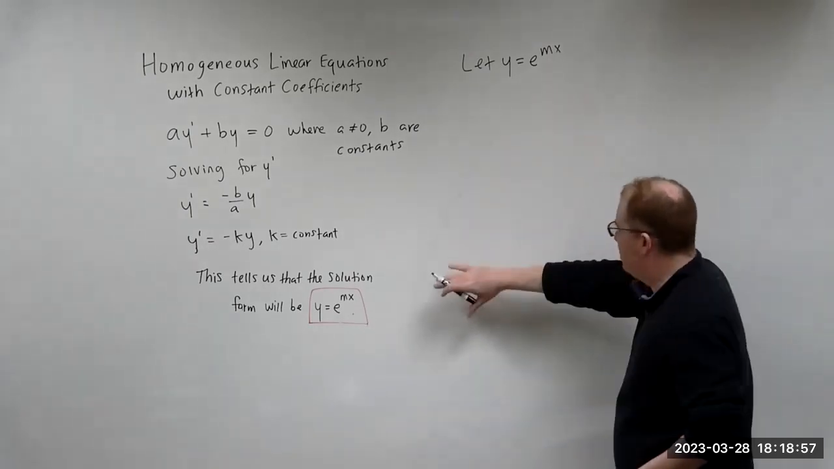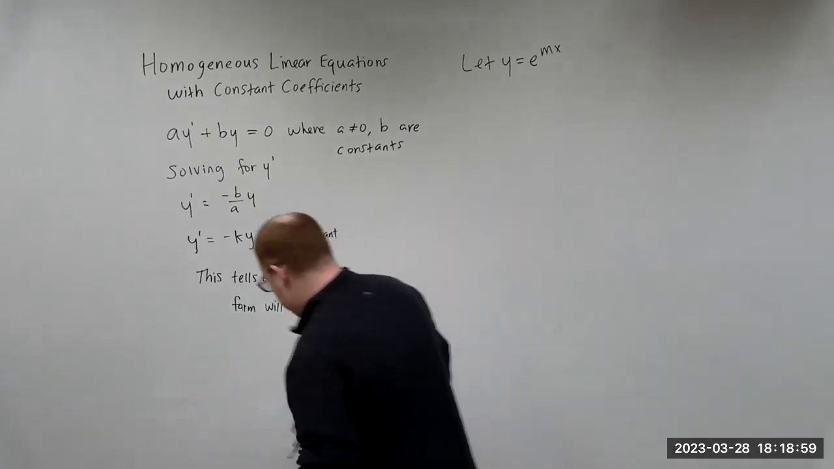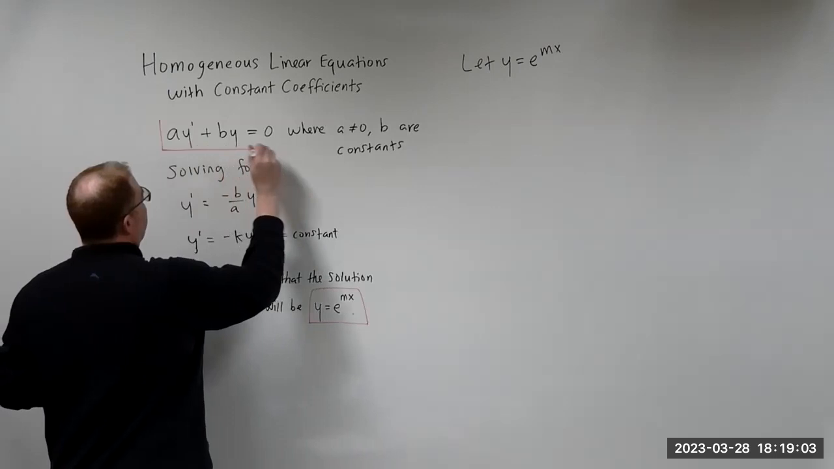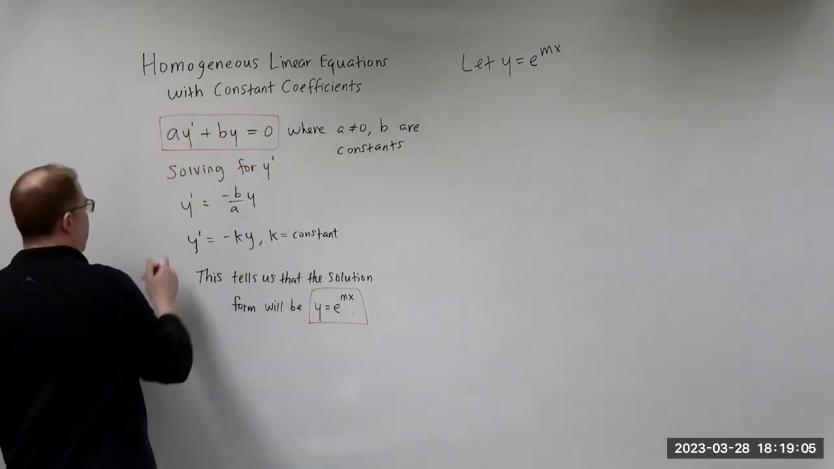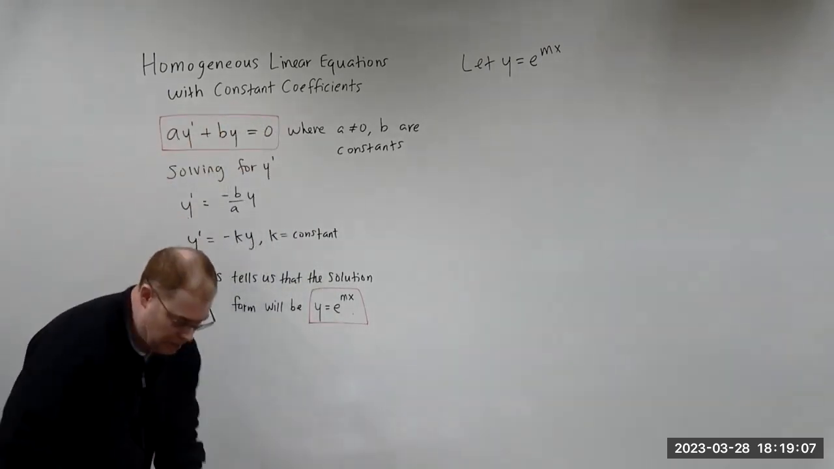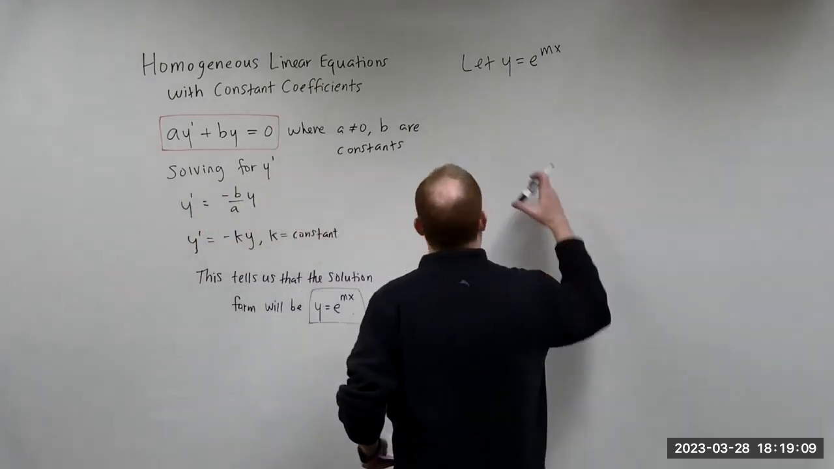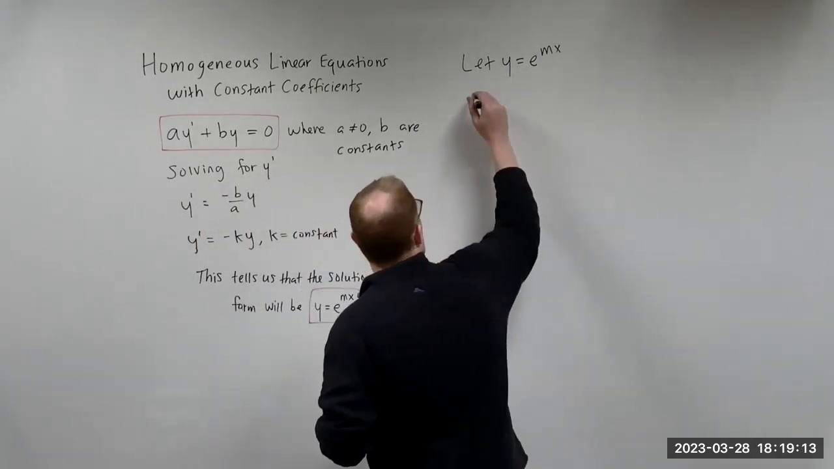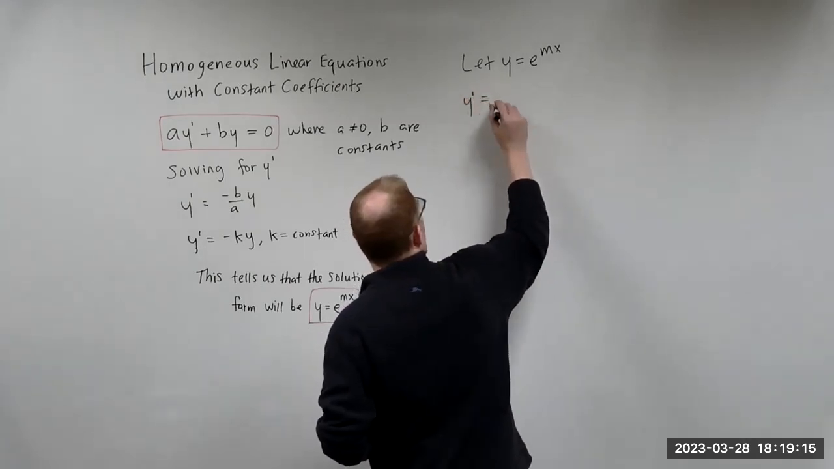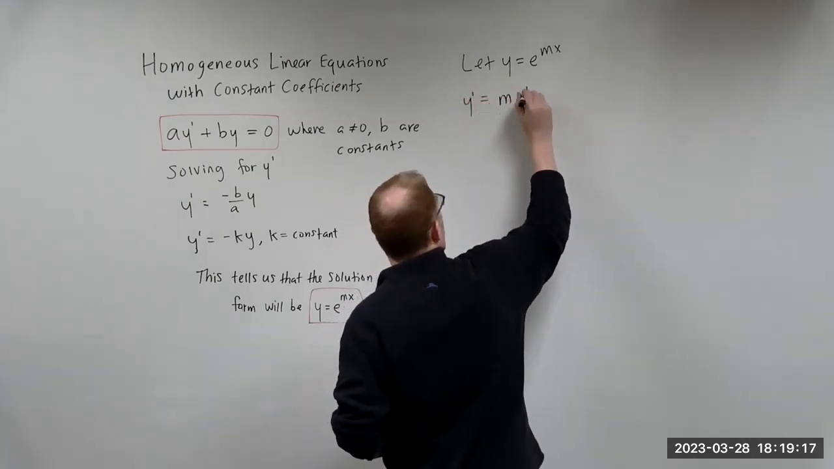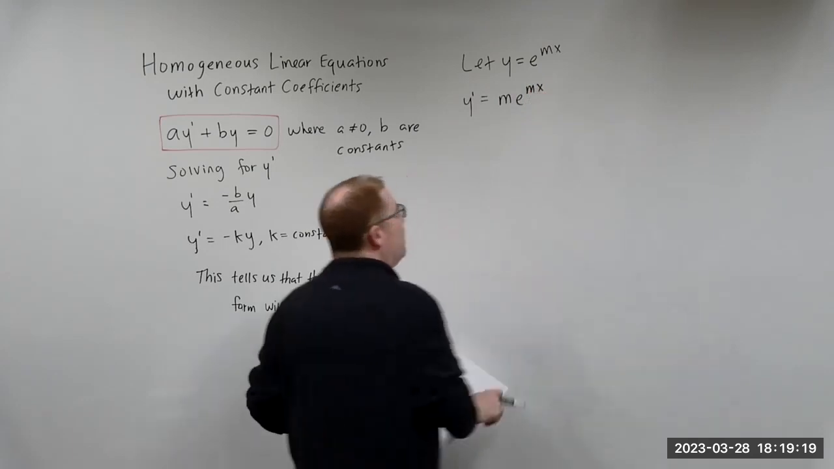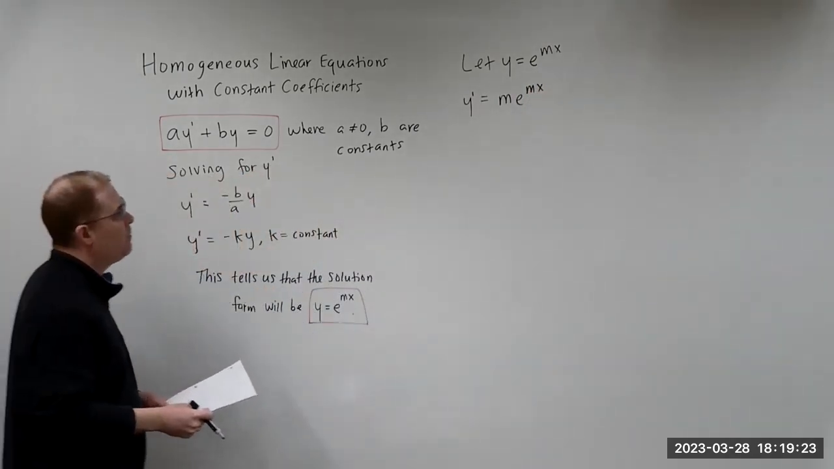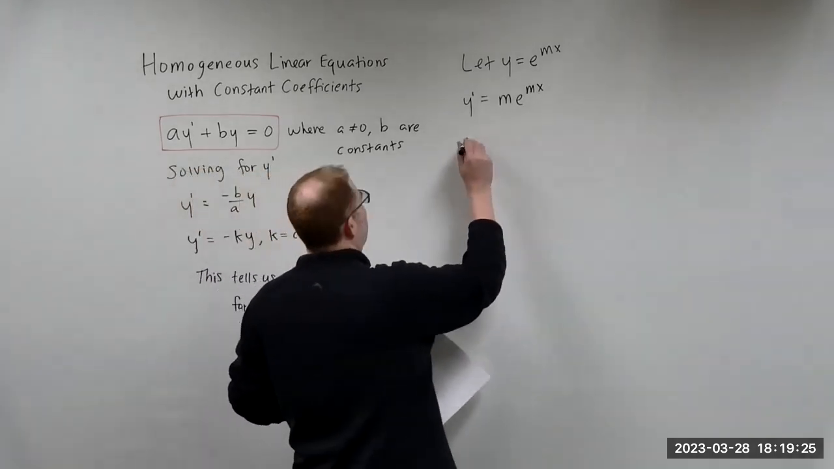So letting y be equal to this, we're going to plug it back into this original equation, okay? We're going to have a times y prime. Let's figure out what y prime is. That is going to be m times e to the mx, e raised to the mx. So plugging those in.